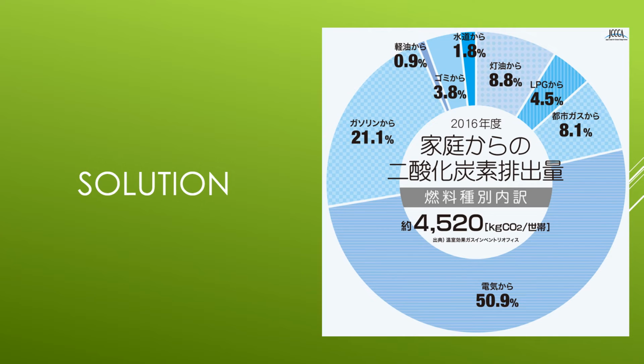solutions we can take. First, look at this graph. This shows CO2 emissions from households. We can see that it is mostly electricity and gasoline. So we think that saving electricity and gasoline is very important.